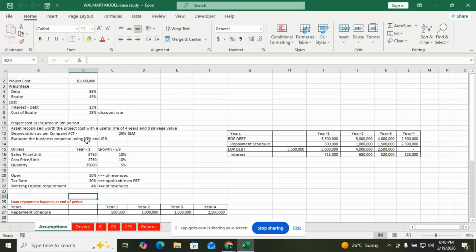The rate of interest charged by the bank is 13%, and the cost of equity is 25%. The project cost is incurred in the zero period, that's the initial stage. The asset is recognized at the project cost with a useful life of 4 years, and there is 0% salvage value. Depreciation is as per the Companies Act, where the company follows the straight line method of depreciation. Here the rate of depreciation is 25%.